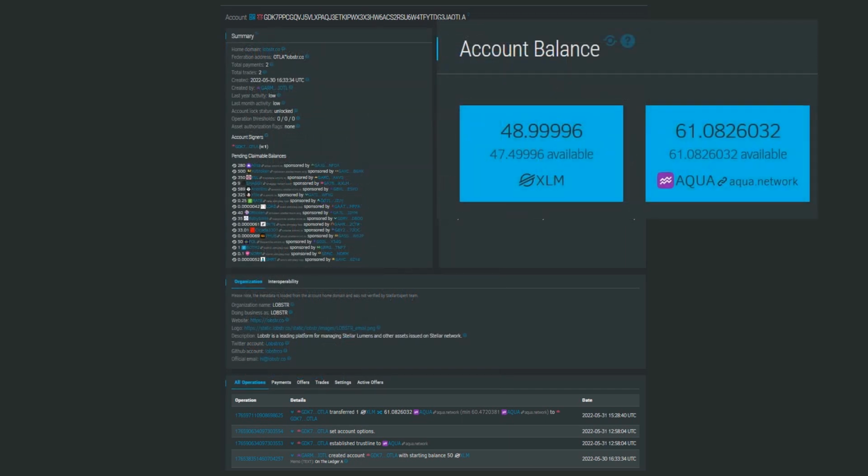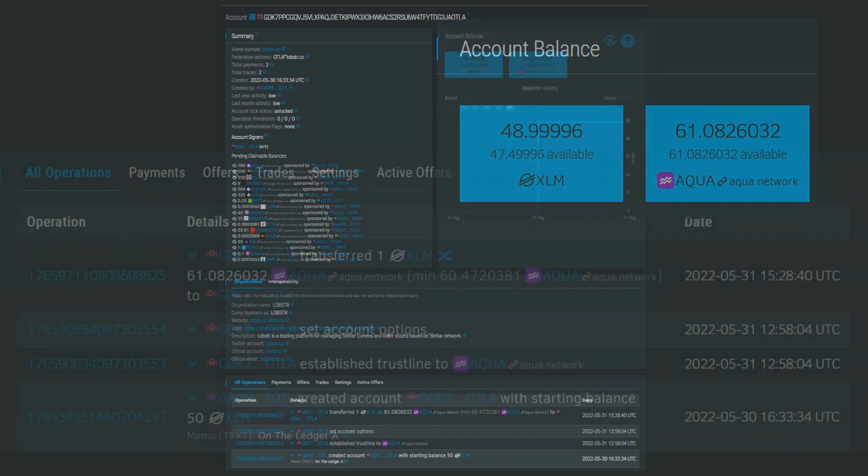Over on the right, we can see our asset balance has changed again. We know that one XLM is less because of the swap, and we can see for that swap we received just over 61 Aqua. There's some more text at the bottom too. Let's take a closer look at that.